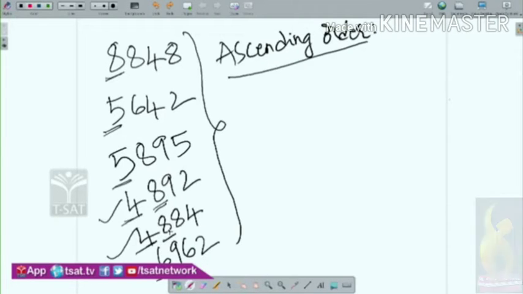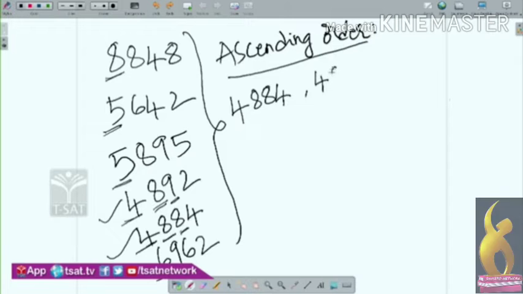Now continue the process. Again you have to move to its right, that is the tens place. Here we have 9, whereas here you have 8. Obviously 8 is lesser than 9. So which number is small? Obviously 4884 is the small number. After that, its immediate next smaller number is 4892. These two are over.